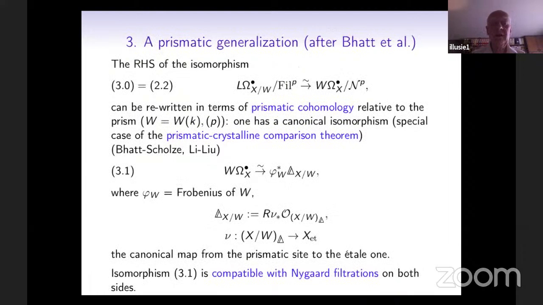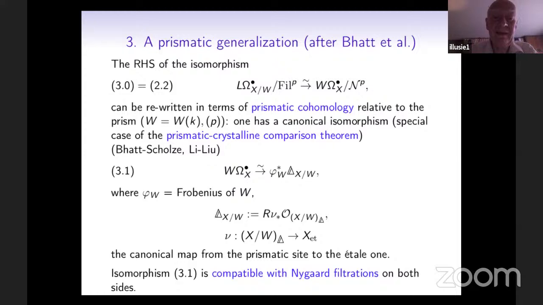Now, I would like to turn to some prismatic generalization, because it is fashionable these days. This was suggested to me by Bhargav Bhatt two or three years ago. So recall this isomorphism between de Rham modulo p and de Rham-Witt modulo p. It can be rewritten in terms of prismatic cohomology. Then you have W(k), which is the base prism, and the ideal I is here (p).